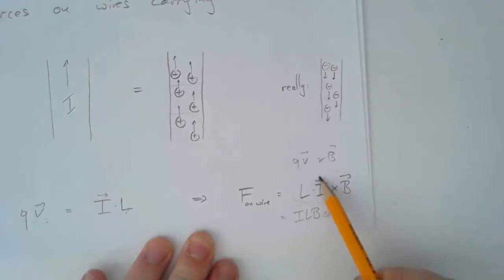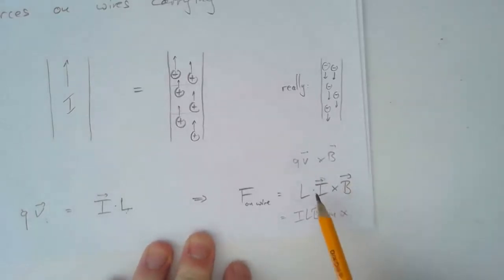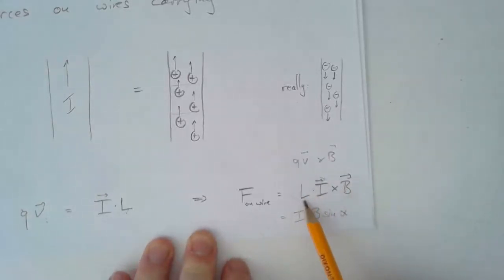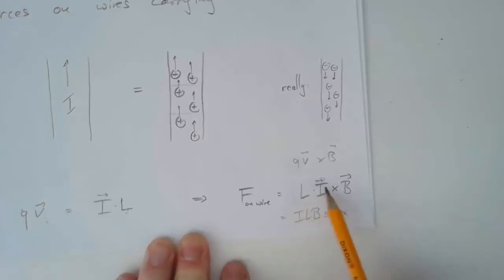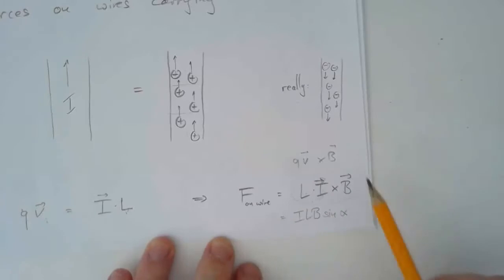Now I put the arrow over the current because the current has a direction and a magnitude. Sometimes you can draw the arrow over the L to say the wire has a direction and a length. It doesn't really matter, because either you think of the length of wire being just a length and the current goes in a direction, so it's a vector, or you can think of a current flowing and the wire pointing in the direction. So it's sort of both right. It doesn't matter which one you treat as a vector and which is a scalar.